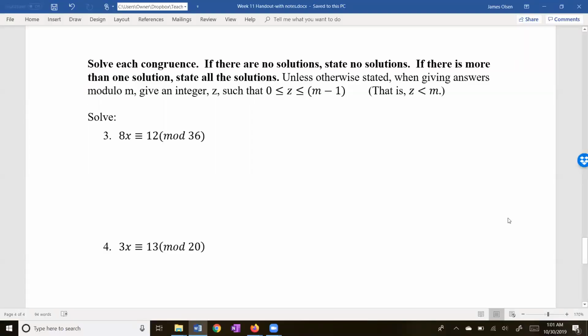8X is congruent to 12 mod 36. Don't be alarmed if you find this easy. The only thing that's hard about it is keeping track of all the letters and everything. A is 8, B is 12, M is 36. So the first thing I do is I look at the greatest common divisor of 8 and 36. The greatest common divisor of 8 and 36 is 4. Then we ask the question, does 4 divide 12? 4 divides 12, so we get our smiley face. We are going to have solutions. In fact, we're going to get 4 solutions.